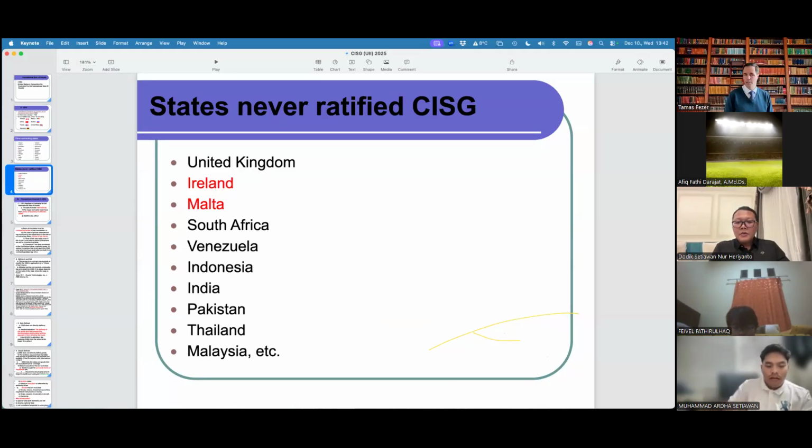From the 27 European Union member states, only two countries decided to opt out, and that's Ireland and Malta. I don't think that this is going to come as a surprise because both of these member states are common law, and in fact, they are the only two common law jurisdictions in the European Union, so they are heavily influenced by English sales law. And from the rest of the world, you can see that unfortunately, even Indonesia never considered joining the convention.